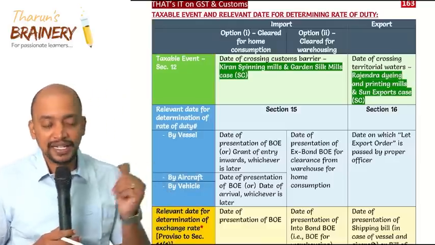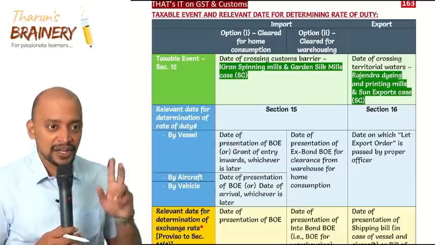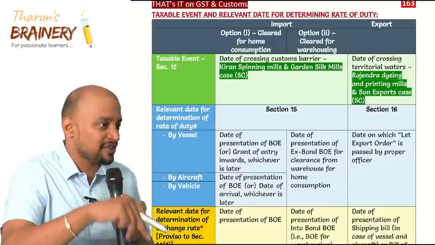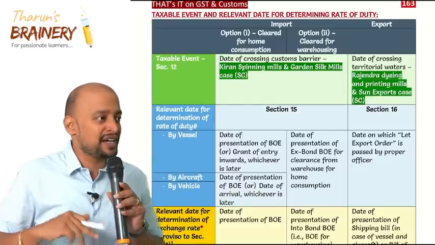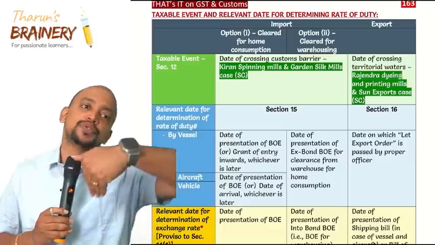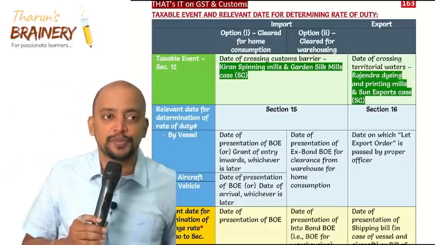That is actually a better idea rather than importing, clearing it for home consumption, paying customs duty, thereafter exporting and getting the duty drawback, refund. First we have to pay and get it as a refund. Nah, we can avoid that altogether. Import it, keep it in the customs warehouse and export it from there itself. Don't pay any customs duty and still you are eligible for the export incentives.